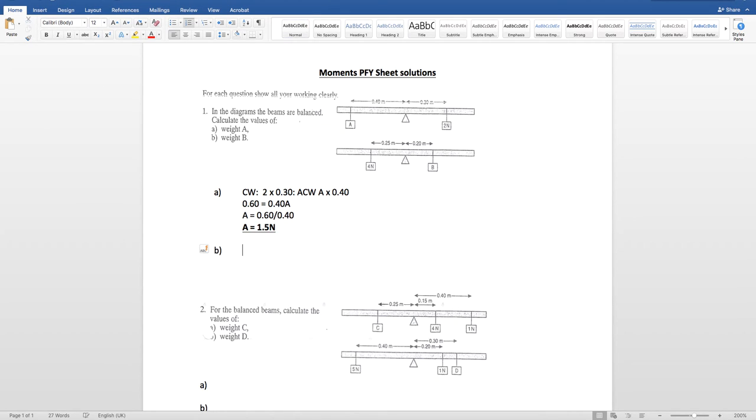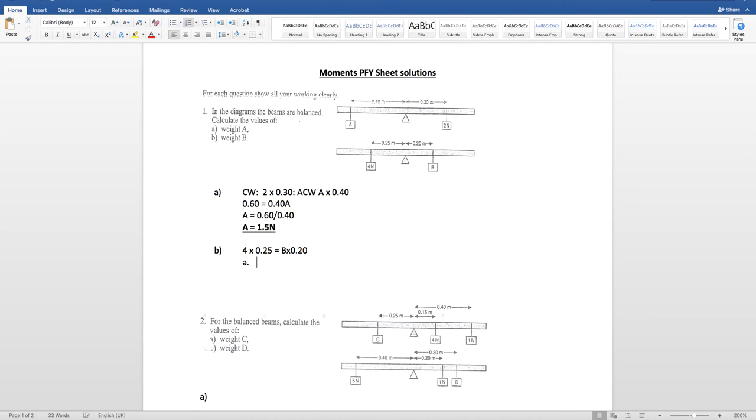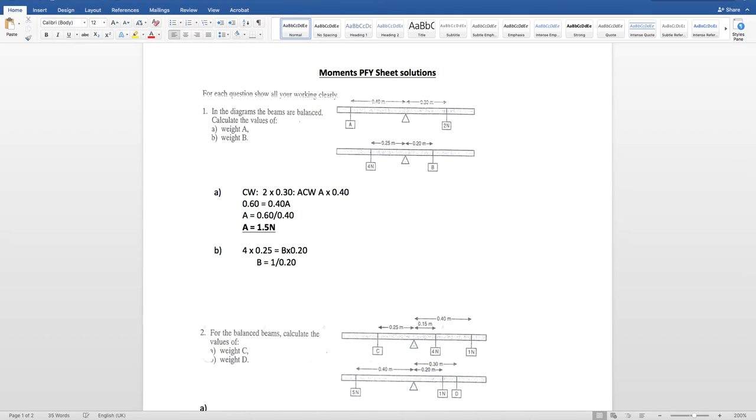In B then, we have the same idea. We've got 4 times 0.25 is anticlockwise equals B times 0.20. So then B equals 4 times 0.25, which is 1, divided by 0.20. Well, that's 1 over 0.2, which is 5 newtons.